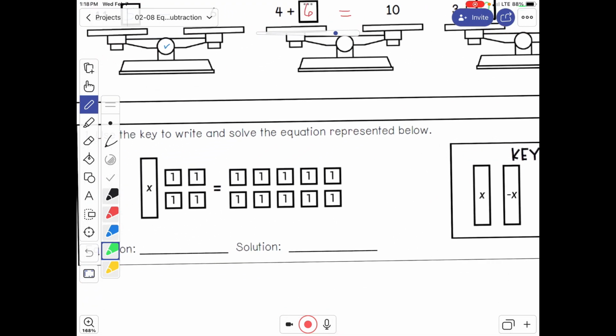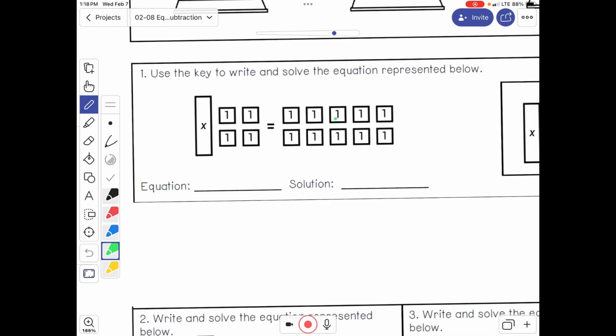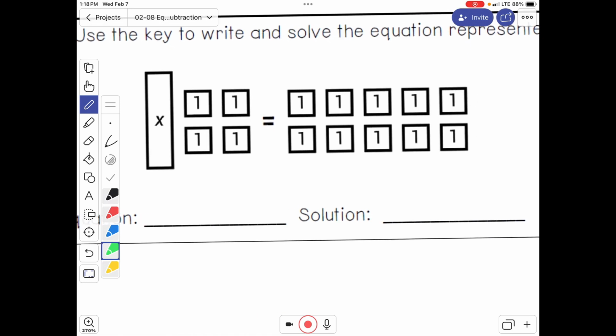Okay, let's look at some models. I have 1x, and I have 4 positives. And then on the other side of the equation, I have 10 positives. So my equation is x plus 4 equals 10.